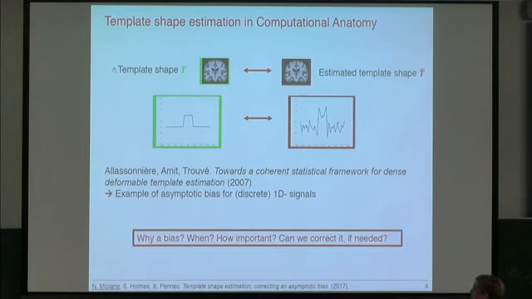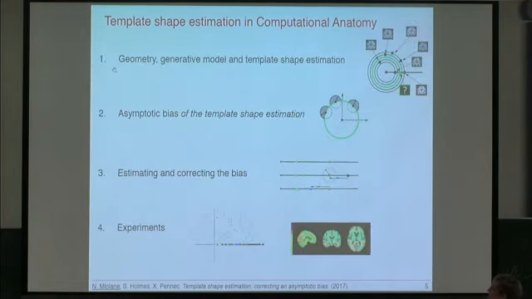So the goal of this presentation is to study this bias. Why is there a bias? When does it appear? Is it important? And if we can quantify it and see that it is in fact important, can we correct it? So this is going to be the outline of the talk.